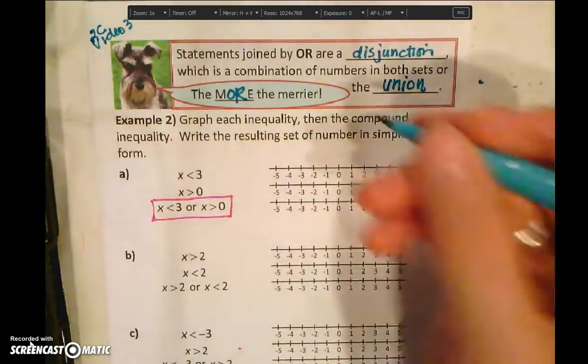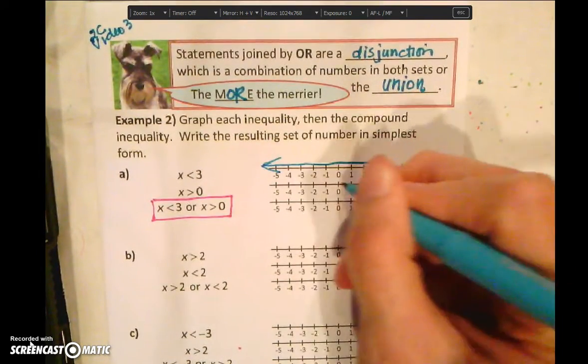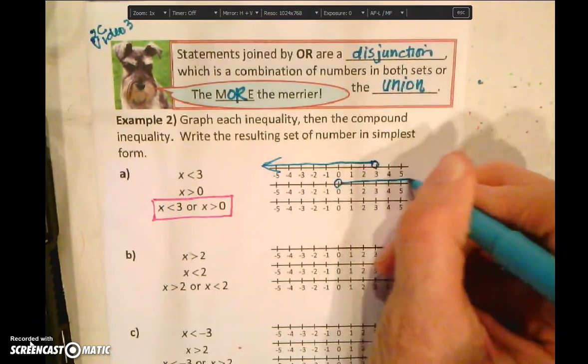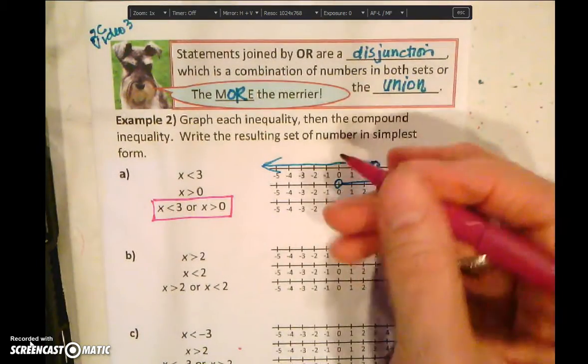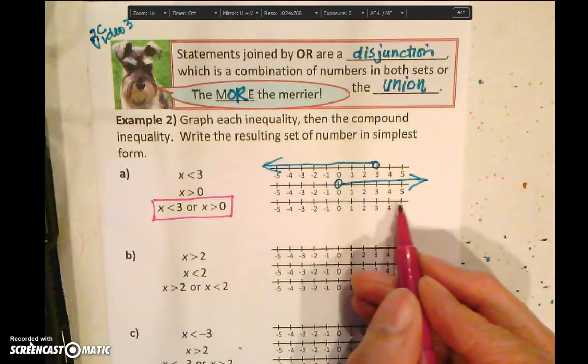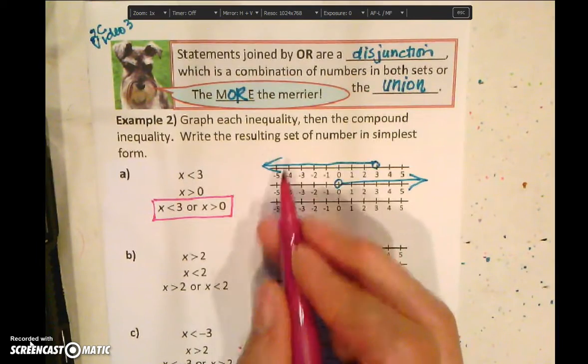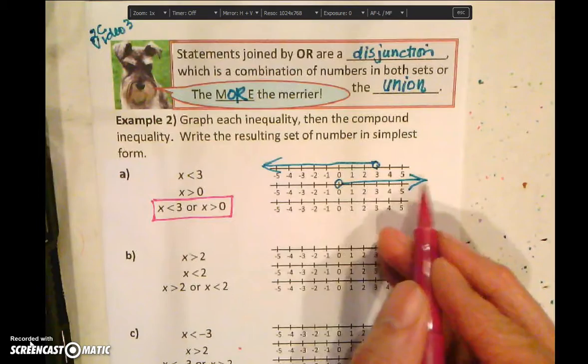So I have that x is less than 3. So I'm going to draw that. I have x is greater than 0, open dot, and then to the right. And now what I'm going to do is combine. So in this bottom line here, which is going to represent my answer, I'm going to talk about all the ones in the top set plus all the ones in the bottom set.